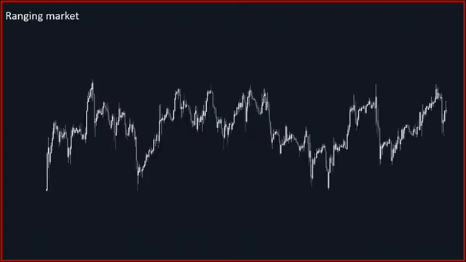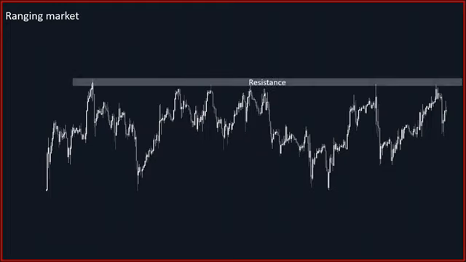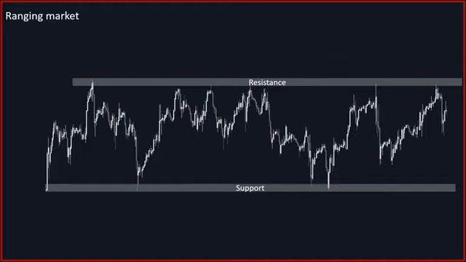Let's talk about something you'll often encounter, a ranging market. As you can see in this picture, the market isn't trending up or down. Instead, it's moving sideways, bouncing between a clear resistance level at the top and a support level at the bottom. In a ranging market, swing highs and swing lows are less directional. They're confined within that range. While trend lines excel in trending markets, they lose their effectiveness here because there's no clear trend to follow.